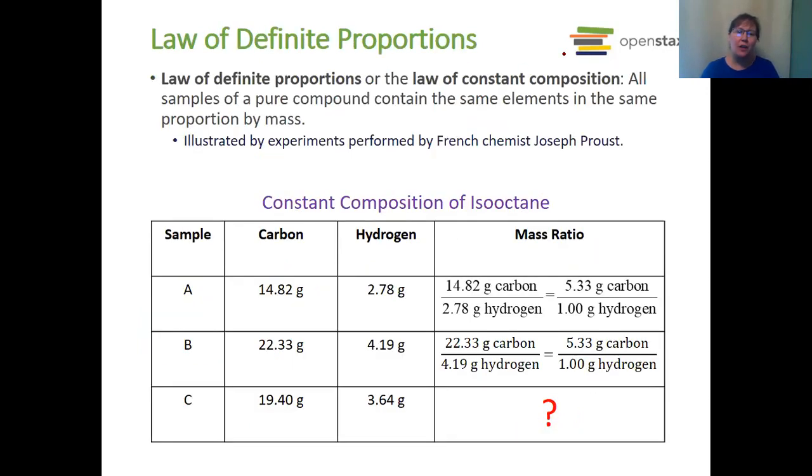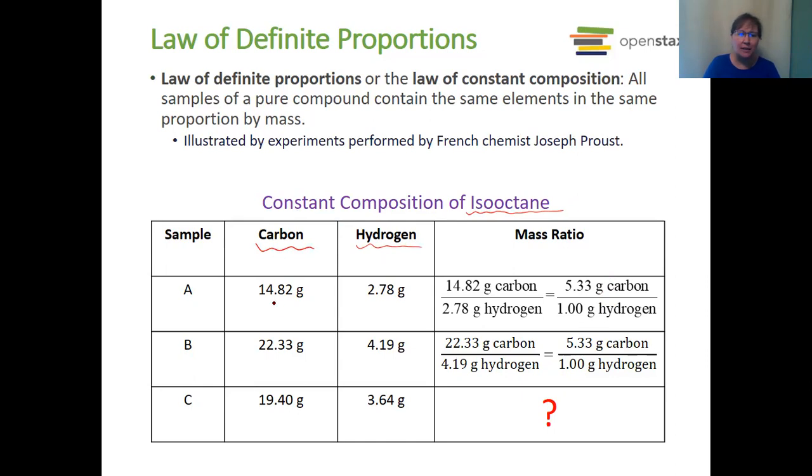Okay, so now we have the law of definite proportions, also called the law of constant composition. This is also part of Dalton's laws; it just wasn't called that at the time. It says that all samples of a pure compound contain the same elements in the same proportion by mass. Here we have a constant composition of something called isooctane, which is made of just carbon and hydrogen. I haven't given you that formula, but what the law of definite proportions is saying is that the ratio is exactly the same.